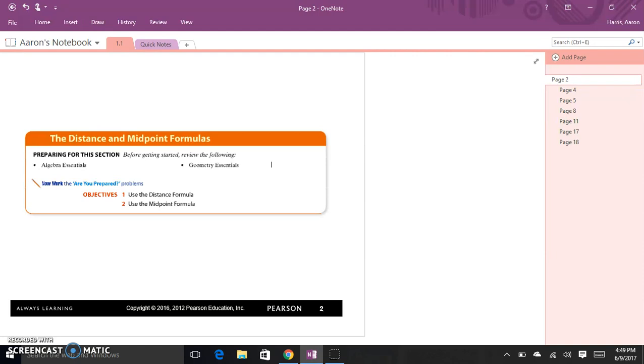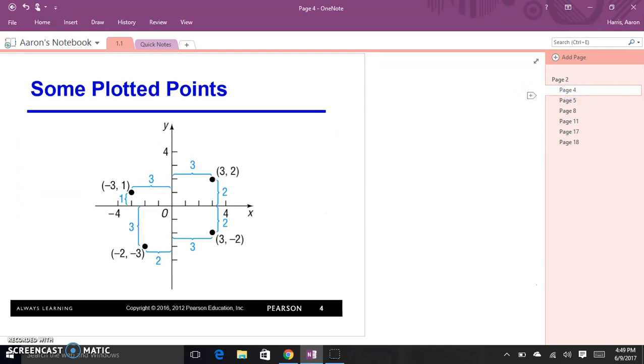We're going to talk about the distance and midpoint formulas. We're going to use the distance formula. We're going to use the midpoint formula. Let's remind you about the Cartesian coordinate system here.